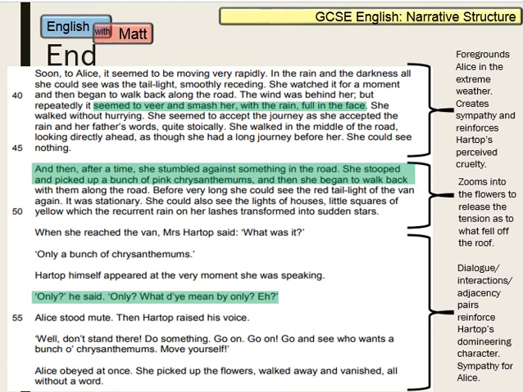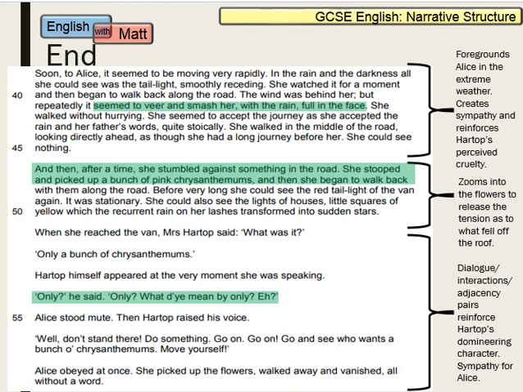Hartop himself appeared at the very moment she was speaking. "Only," he said. "Only? What do you mean by only, eh?" Alice stood mute. Then Hartop raised his voice. "Well, don't stand there. Do something. Go on. Go on. Go and see who wants a bunch of chrysanthemums. Move yourself." Alice obeyed at once. She picked up the flowers, walked away, and vanished, all without a word.